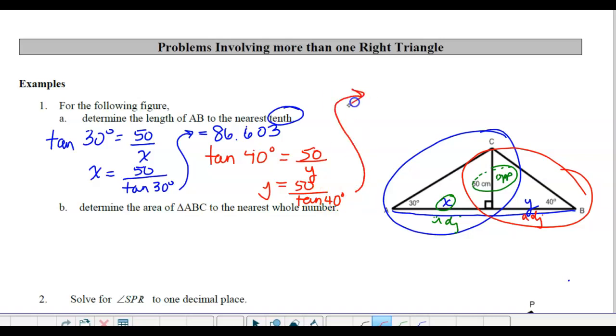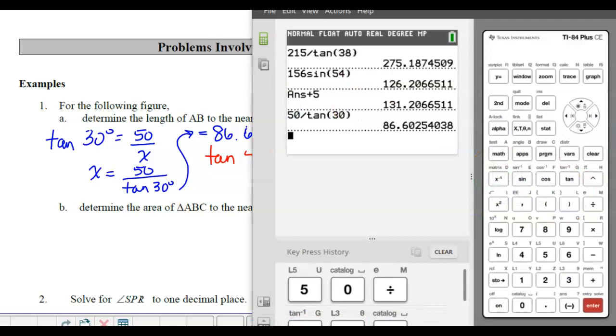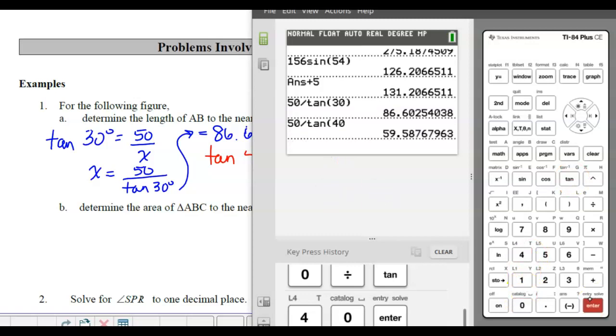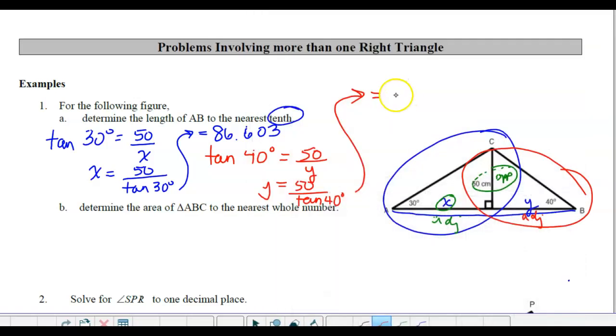Now what you could do is leave it as exact and then add both of them at the same time in your calculator, but we're doing it in separate steps. So here I'll use the TI again so I can show you how we can do that. So now that's 50 divided by tan of 40, 59.588. And so AB, I'll change color maybe, will be those two values added together.